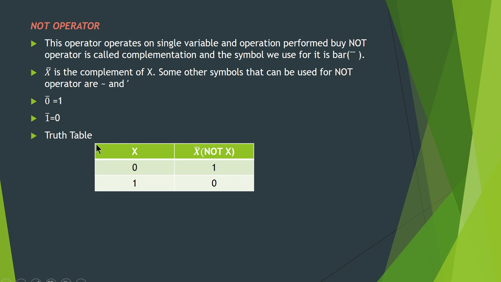So how will you write the truth table? This is the truth table. In the truth table, the NOT operator operates on only one input; you can give only one input. For the value 0, the output is 1. If the input is 1, the output of the NOT operator is 0. This is your NOT operator.